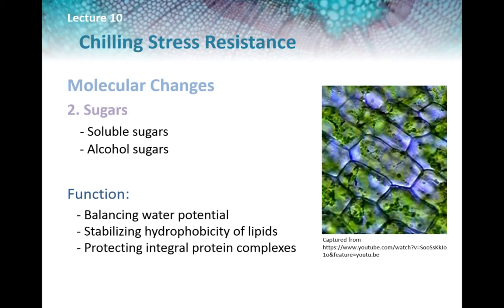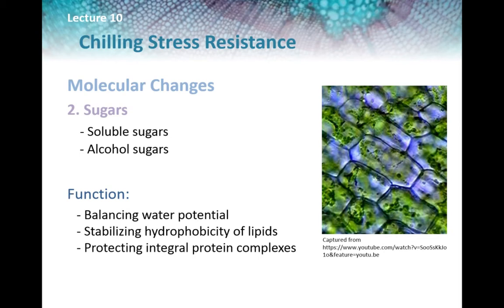Another molecular change that plant cells go through is accumulation of sugars. Researchers have noticed that the levels of soluble sugars like sucrose and raffinose, as well as sugar alcohols like galactinol, increase significantly under chilling stress. This increase is caused mainly by the starch degradation pathway.